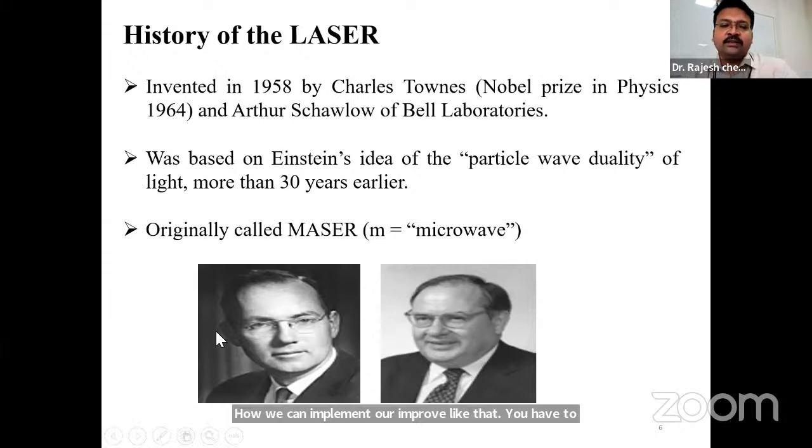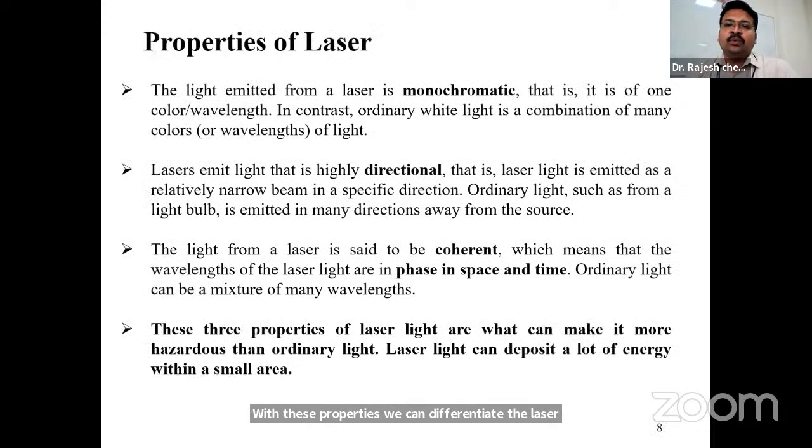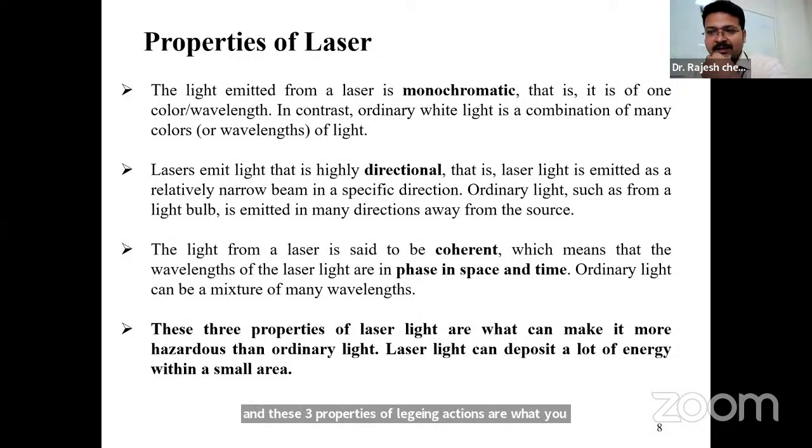Okay, now you can see. The important properties of the laser are directionality, monochromaticity, coherence and high intensity as compared to normal light. With these properties we can differentiate the laser from normal light. Coherent means in phase in space and time, and these three properties of lasing action can make it more hazardous.